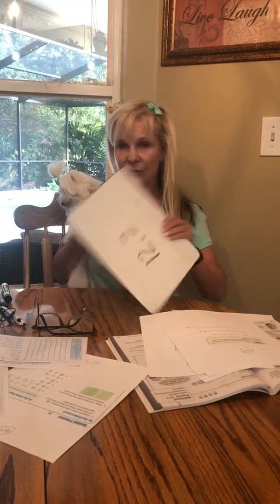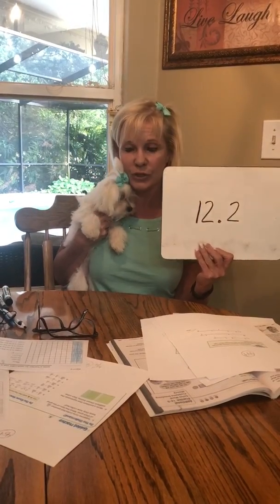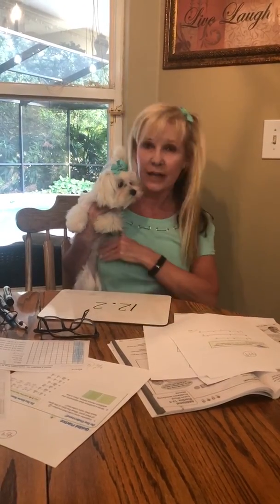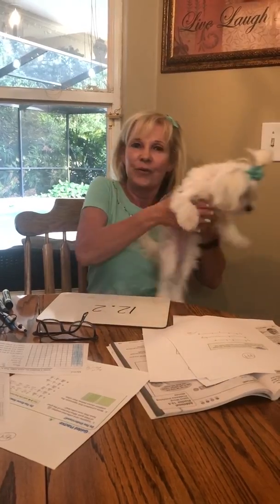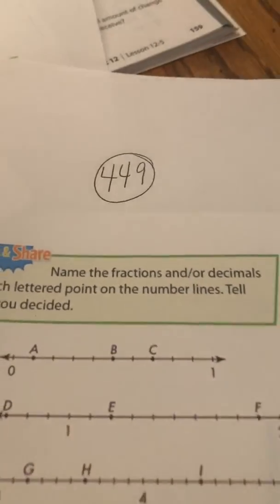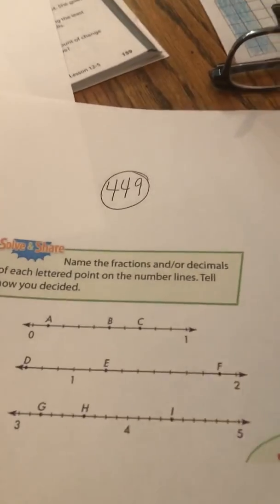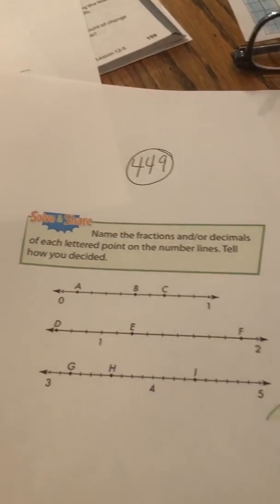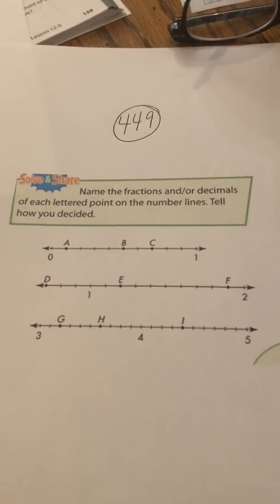Today we're going to be doing lesson 12.2, and Mia's going to be here to help me. Okay, so if you will take out your math books, I want you to go ahead and turn to page 449. If you turn to page 449, you're going to see that we're going to be doing fractions and decimals on a number line.